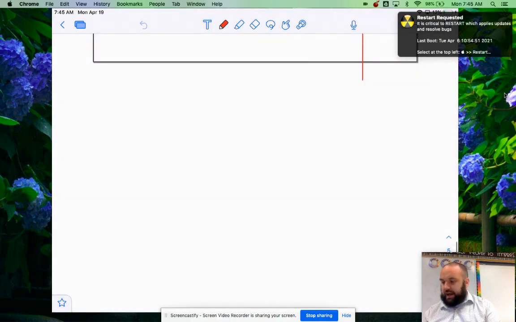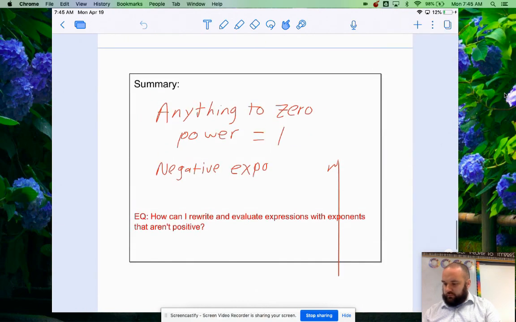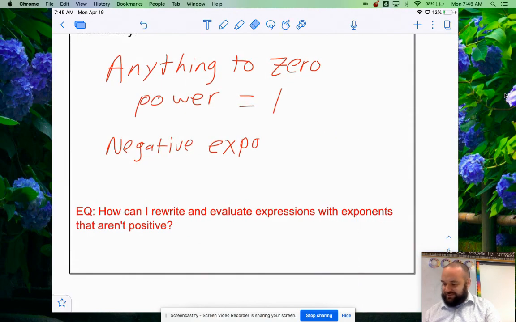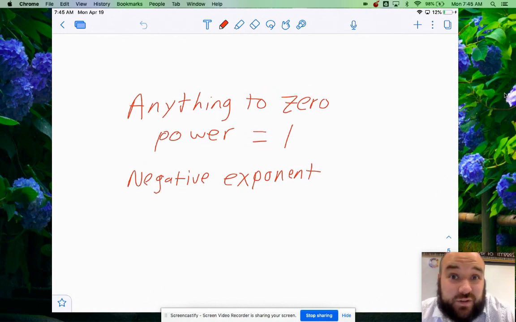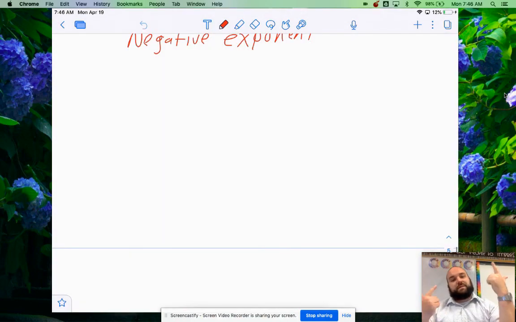And negative exponents move the base to the opposite side of the fraction. iPad's freaking out. Video's over.